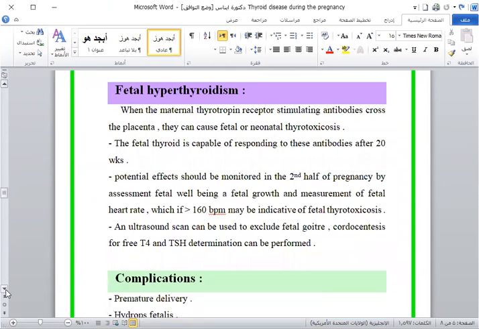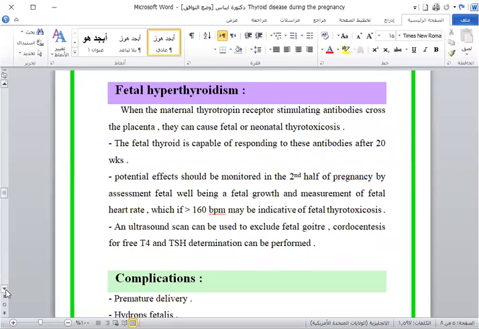What about the effect of Graves' disease on the fetal thyroid? May lead to fetal hypothyroidism. When maternal thyrotropin receptor stimulating antibodies cross the placenta, they can cause fetal or neonatal thyrotoxicosis. The fetal thyroid is capable of responding to this antibody after 20 weeks. Potential effect should be monitored in the second half of pregnancy by assessment of fetal well-being and fetal growth, and measuring of the fetal heart rate, which if more than 160 beats per minute may be an indicator of fetal thyrotoxicosis. And also ultrasound can be used to exclude any fetal goiter, and cordocentesis for free T4 and TSH determination can be performed.